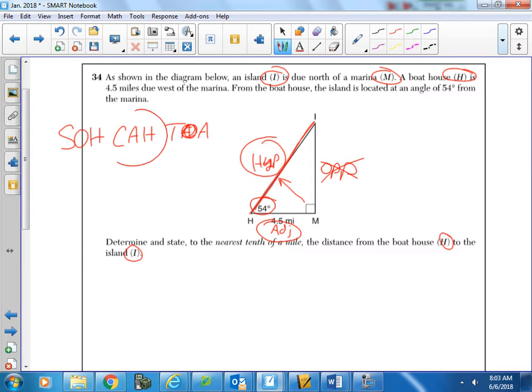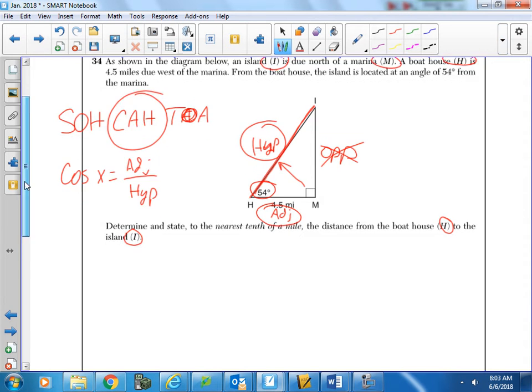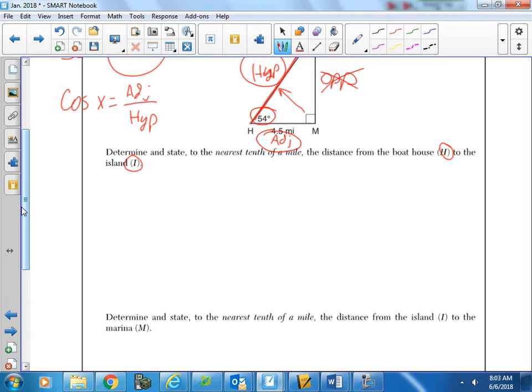So which one of our trig functions uses adjacent and hypotenuse? Well, that would be the CAH part of SOHCAHTOA. That's going to be cosine. The cosine of the angle is equal to the adjacent over the hypotenuse. All right, so let's go ahead and write cosine of our angle, 54, is equal to the adjacent, which we know, which is 4.5, over the hypotenuse, which we could call x. You can call it whatever you want, but we'll call it x.